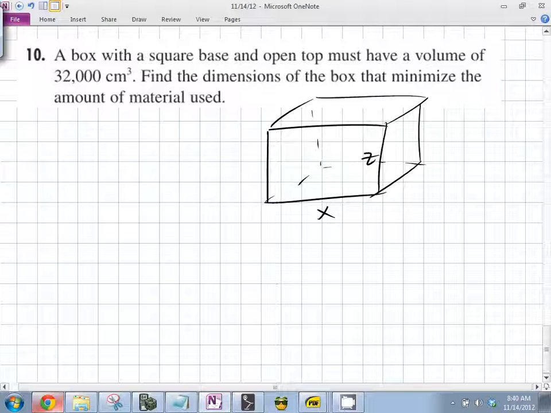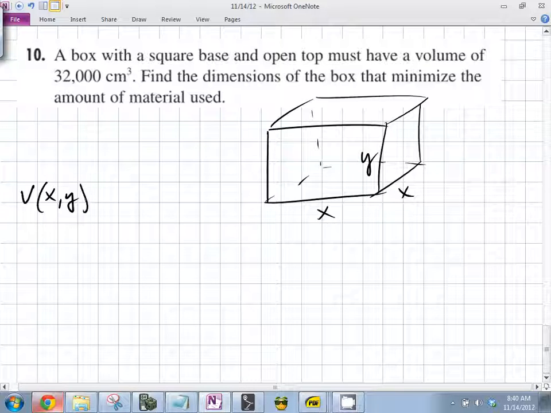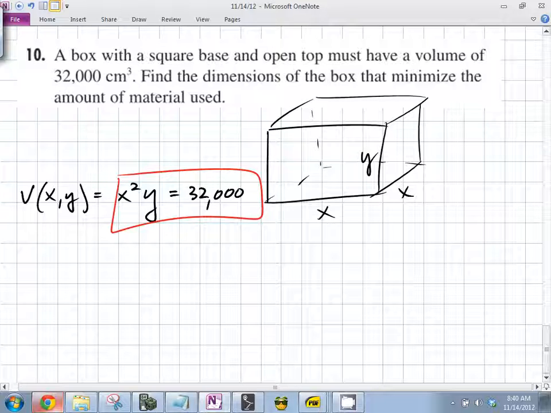Must have a volume of 32,000 centimeters cubed. So you know the volume in terms of x and y must be x squared times y. But what must that equal? 32,000. So did everybody get that equation right there? Is that our constraint or what we're trying to minimize or maximize? That's a constraint. It's telling you the relationship between x and y.